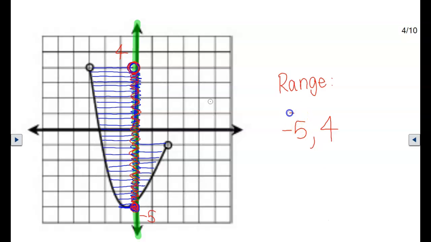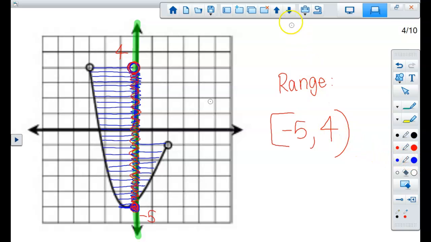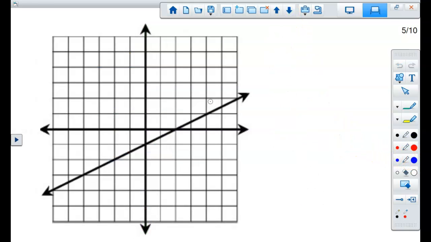The negative 5 would get a bracket because y can actually be negative 5. And the 4 would get parentheses because of that open circle. So the range would go from negative 5 to 4. So it's all about shifting your focus. It's all about which axis you are tracing this graph back to.